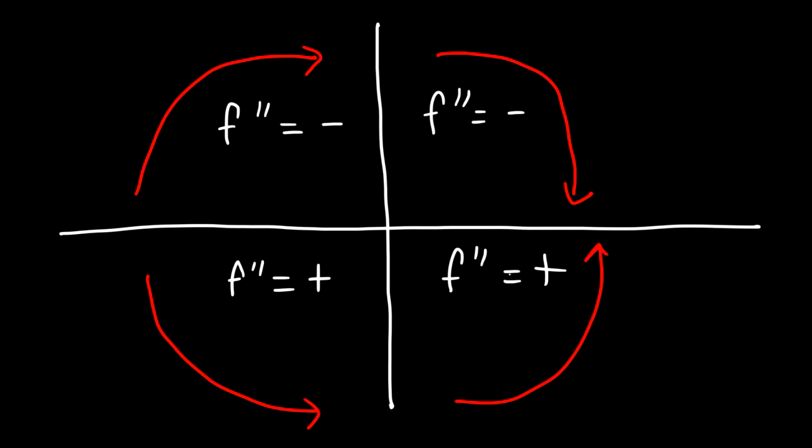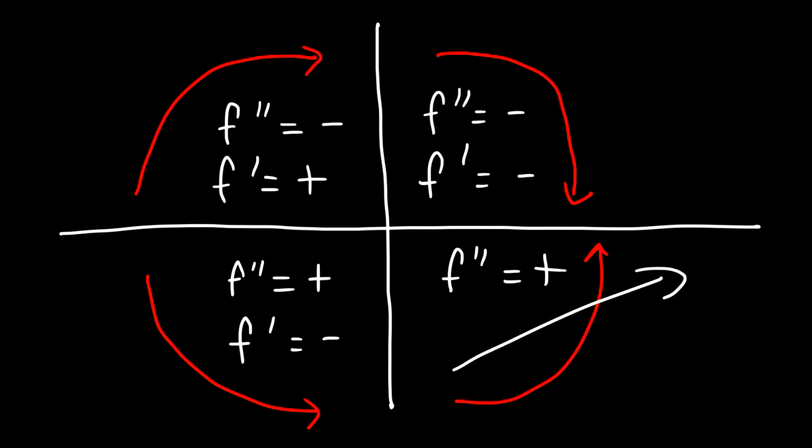Now for the first derivative, if the graph is going up, the first derivative is positive. If it goes down, it's negative. So here we have an increasing function, it's positive. This one is going down, so the first derivative is going to be negative. Here we have another decreasing function, it's going down, so it has a negative first derivative. And this one's an increasing function, it's going up, so the first derivative is positive.